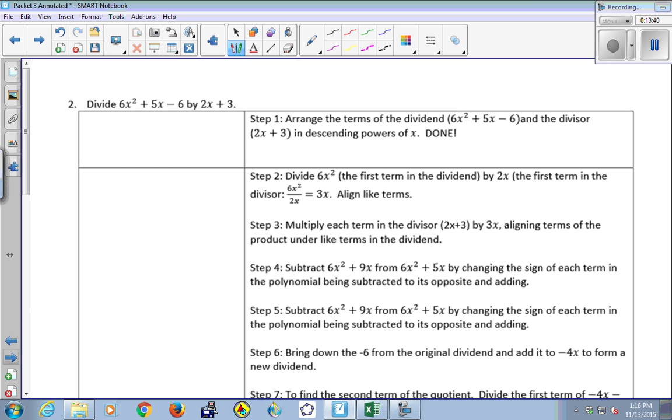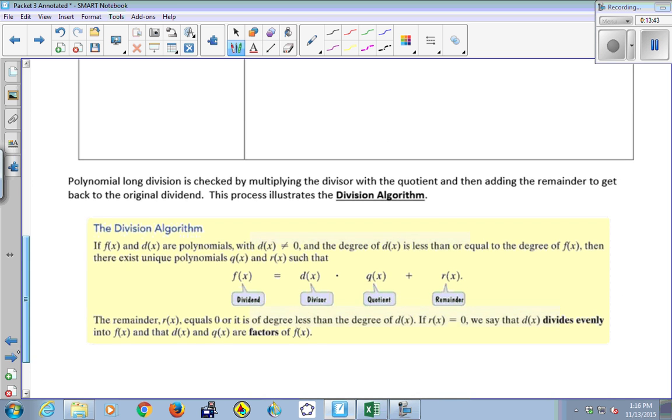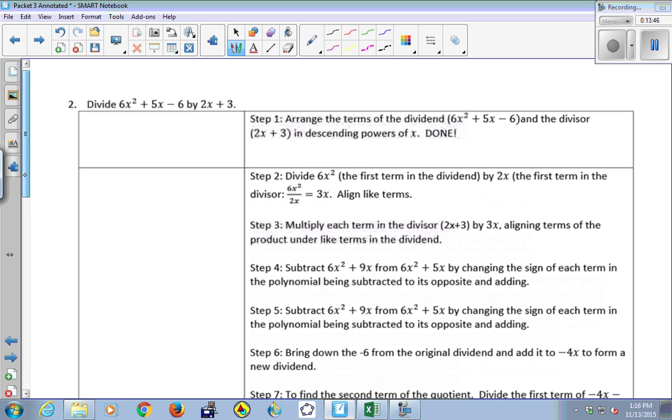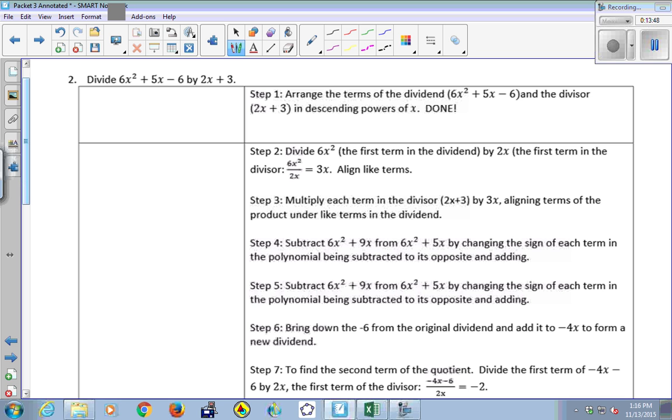Okay, let's do one more together, and then I think after that you'll be able to try some on your own. Okay, so I want to divide 6x squared plus 5x minus 6 by 2x plus 3. So the first step is to arrange the dividend in descending order. That's already done. And the divisor in descending order, already done.